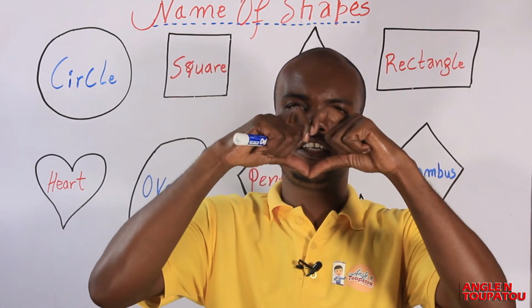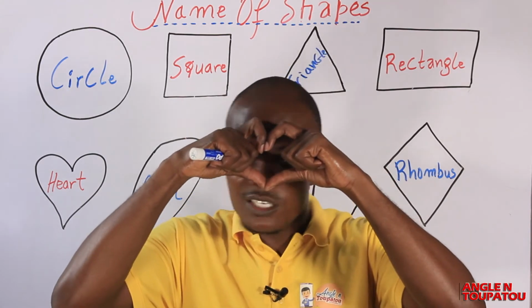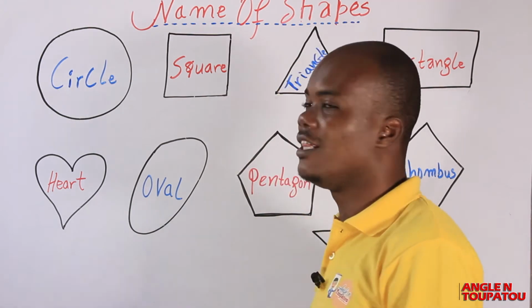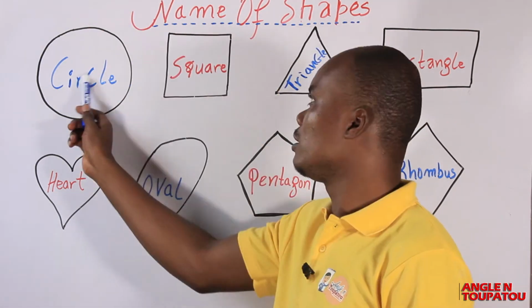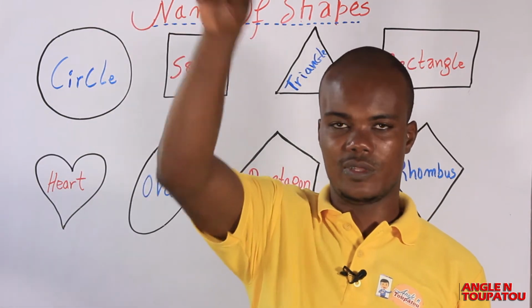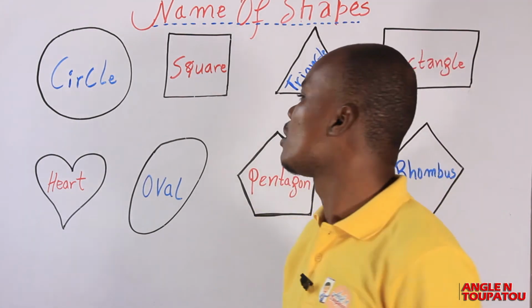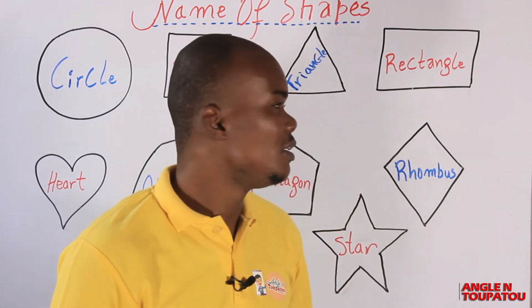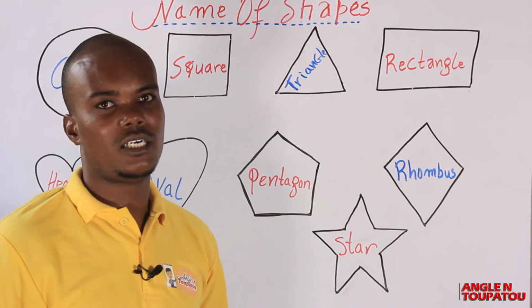As I did it like this, a heart. You see me? Oh yeah, good. It's a heart. A heart and oval. Oval is like that. Not straight like the circle. Oval. You can get it on this side or from this side. Pentagon. And then rhombus, star.